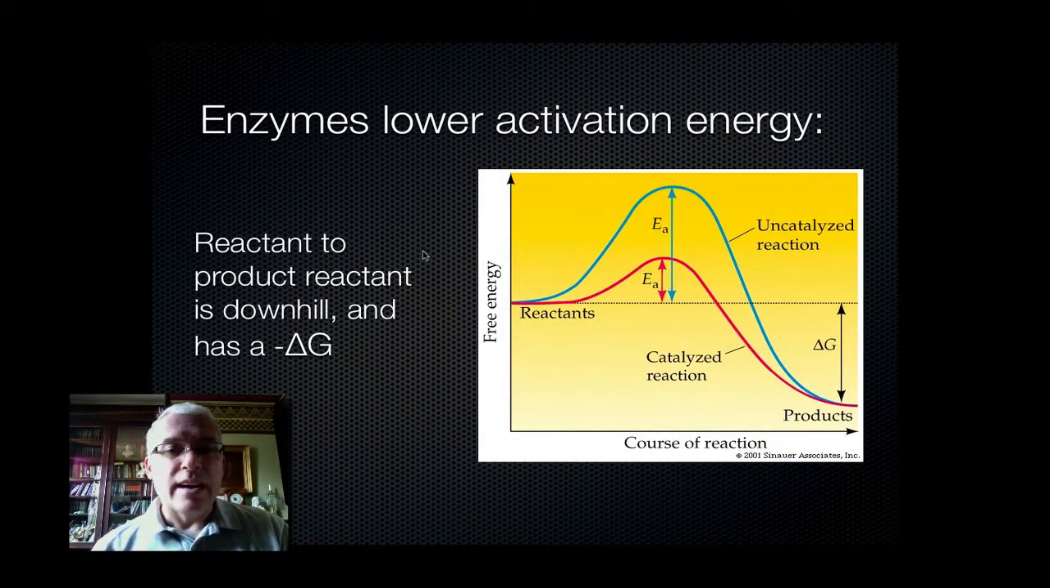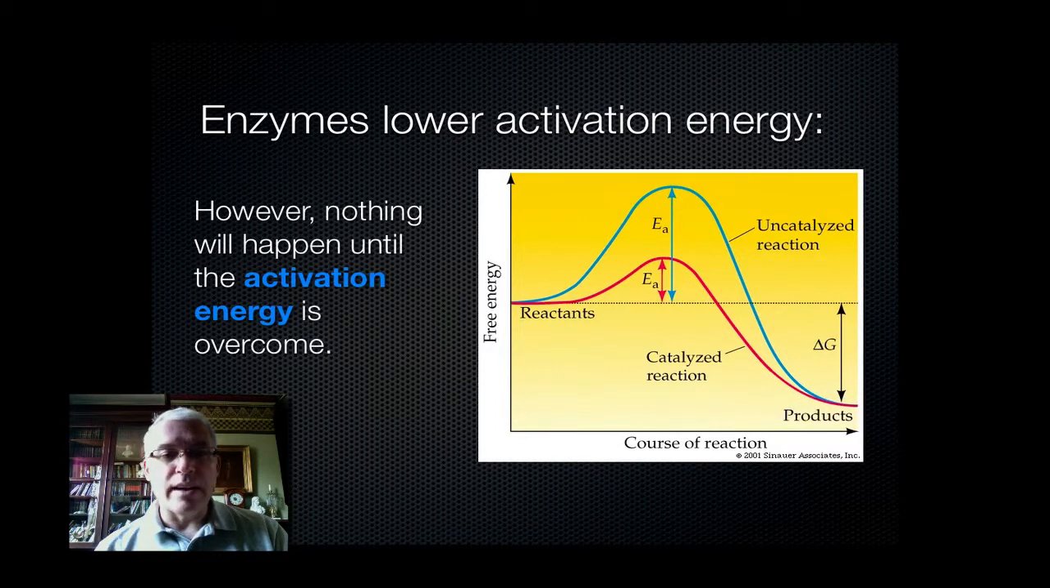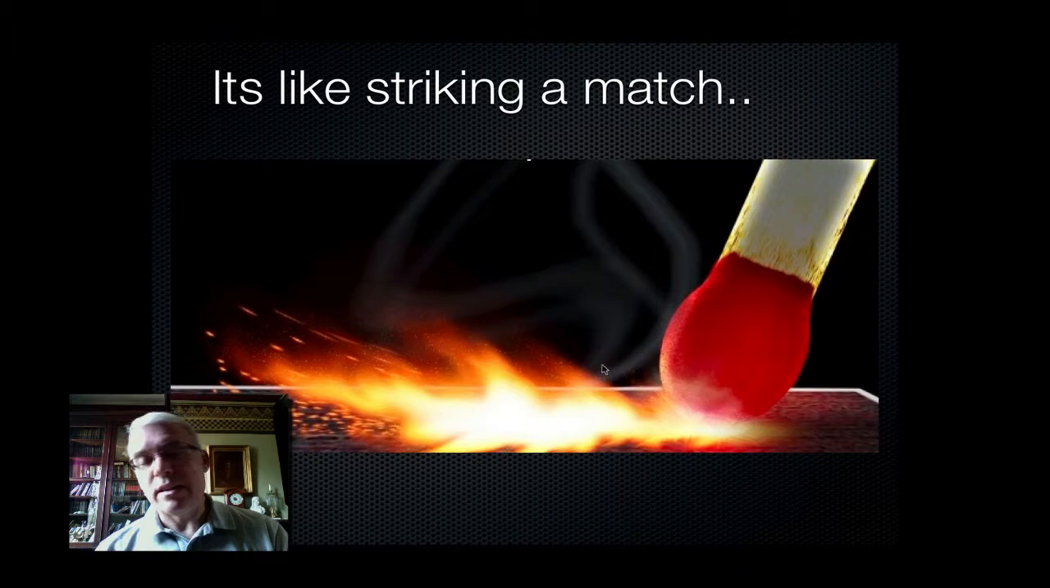Okay, enzymes function as catalysts because they have the ability to lower activation energy. And if you look at this diagram here, you can see that to get from reactants to products, it's a downhill. But before you can go downhill, you have to go uphill. And this uphill initial step is called the energy of activation, or E sub A. To get from reactants to products, you have to overcome the energy of activation. And nothing's going to happen until the reactants get pushed uphill a little bit. And the energy of activation without an enzyme is much higher than the energy of activation with an enzyme.